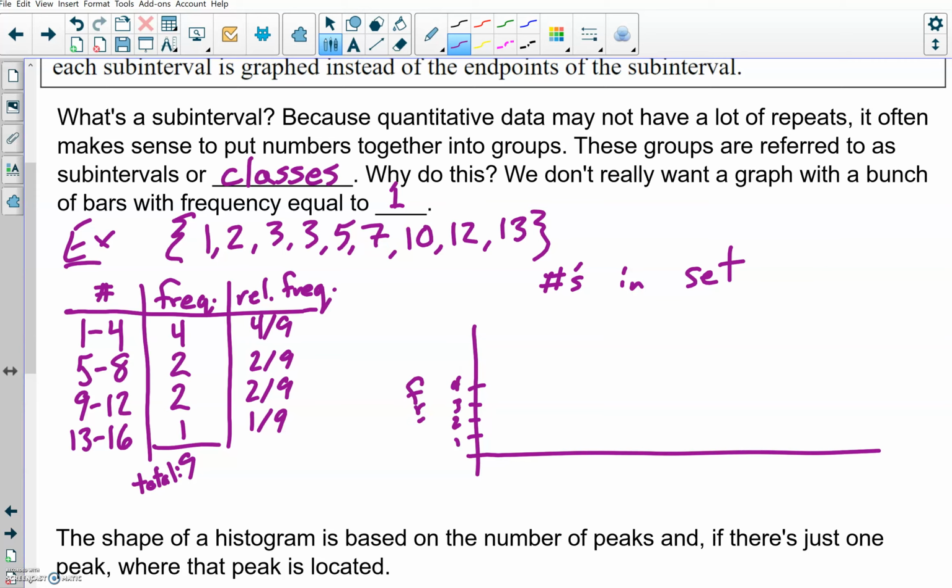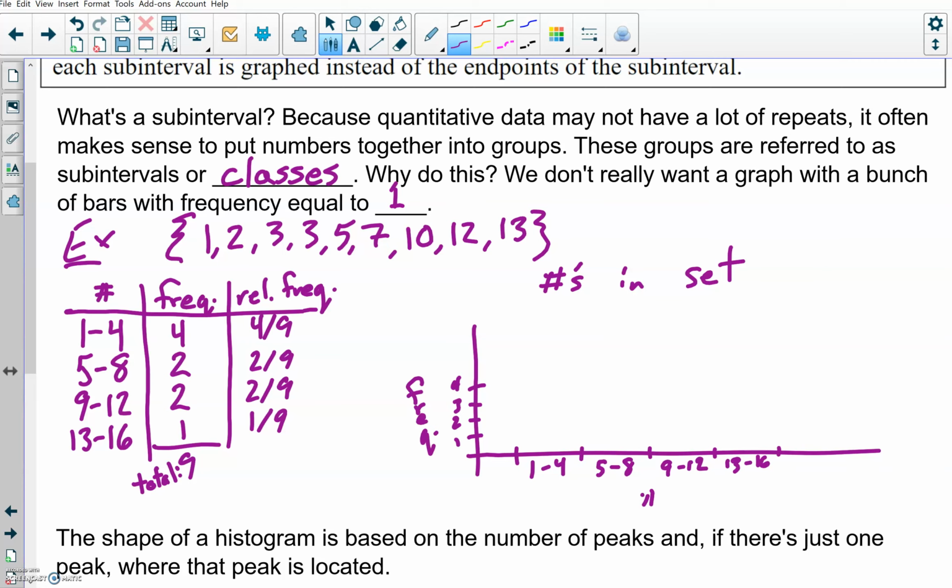And you could use, again, relative frequency, but it's going to be a similar idea. You're just going to have tick marks and 1 ninth, 2 ninths, 4 ninths, equally spaced to ensure that 4 ninths is twice the amount of 2 ninths, and 2 ninths is twice the amount of 1 ninth. So then down here, you're going to have a bar, and this is going to be the 1 to 4 bar, another equally spaced one, the 5 to 8 bar, another equally spaced one, the 9 to 12 bar, and then another equally spaced one, the 13 to 16 bar.